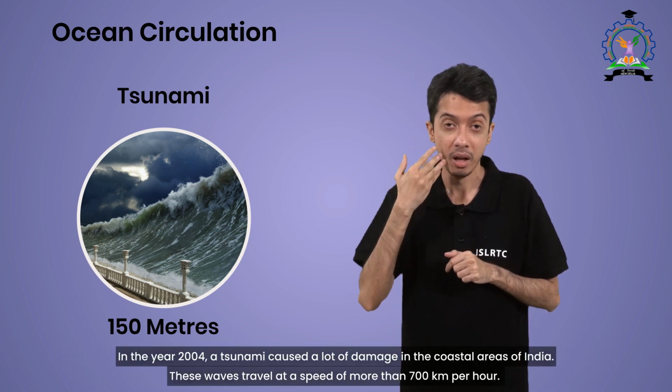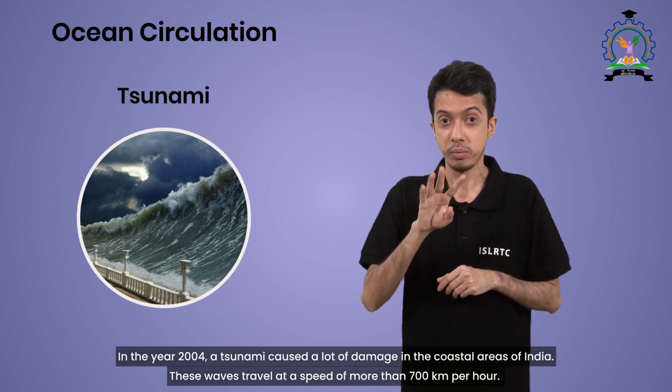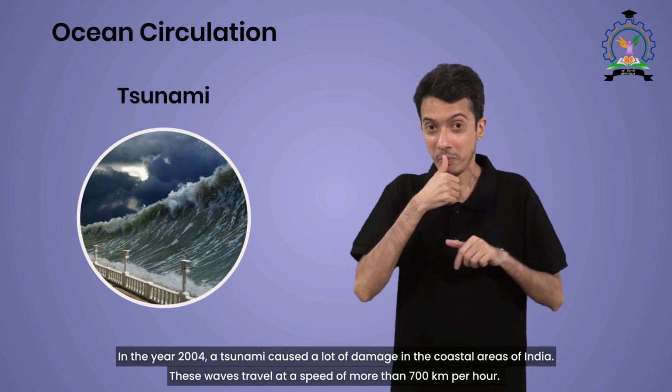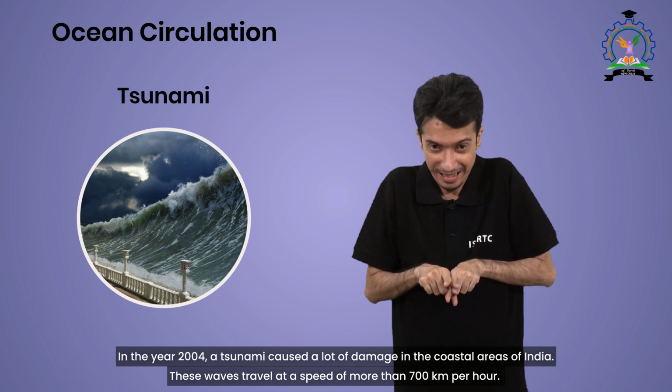In the year 2004, a tsunami caused a lot of damage in the coastal areas of India. These waves travel at a speed of more than 700 kilometers per hour.